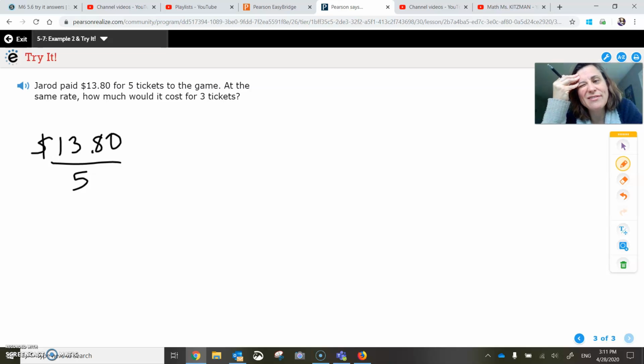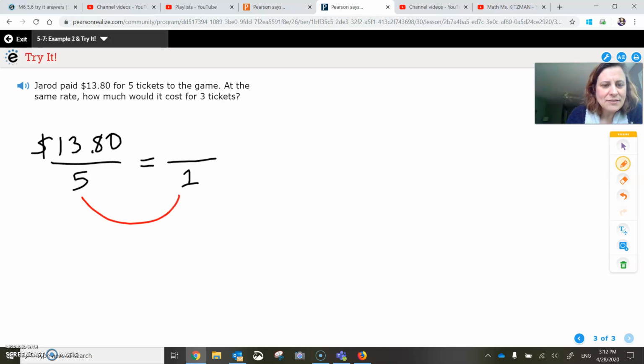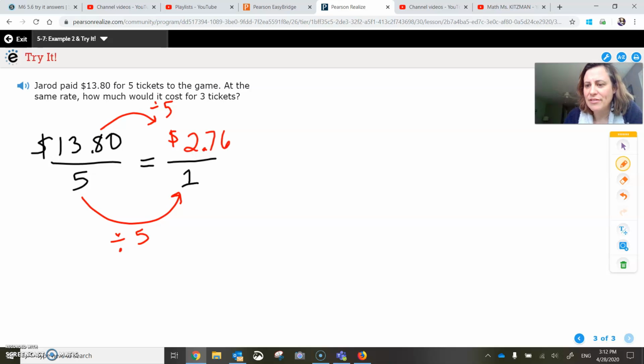It's hard to know what to divide the 5 by or multiply the 5 by to get it to become a 3. So the trick is, let's just change it and figure out how much it would cost for 1 ticket. So for 1 ticket, I would have to take this 5 and divide it by 5. So I'm going to divide this by 5 also. Grab my little calculator here. $13.80 divided by 5 meant that it cost $2.76 for every ticket. Well, now that we know that, we can say, all right, well then how much would it be for 3 tickets?